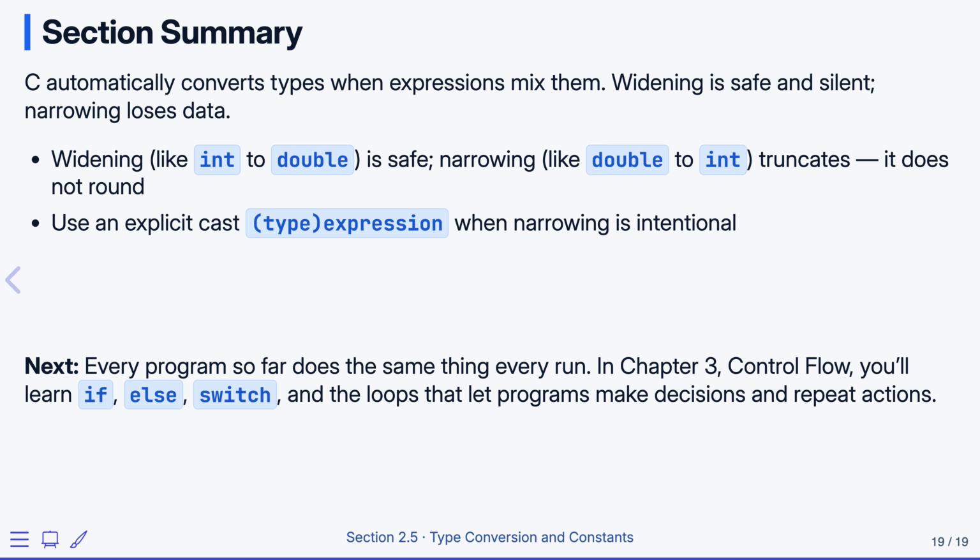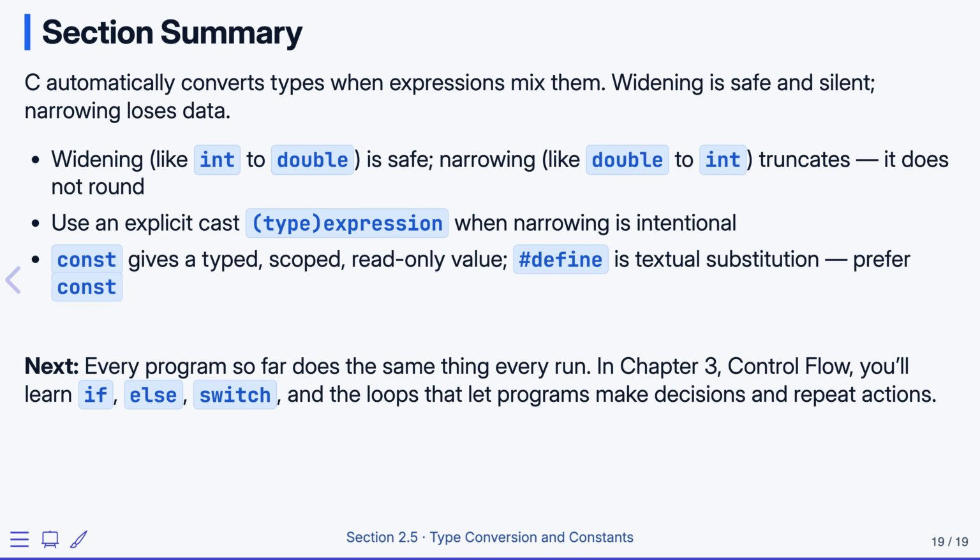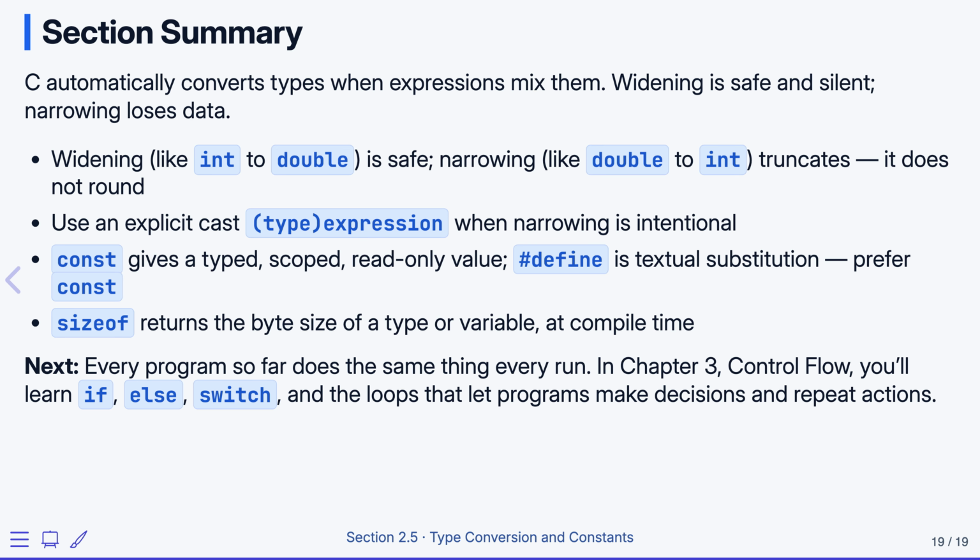It documents your intent. Const gives you a typed, scoped, read-only value. #define is textual substitution. In modern code, prefer const. And sizeof returns the byte size of a type or a variable, worked out at compile time.